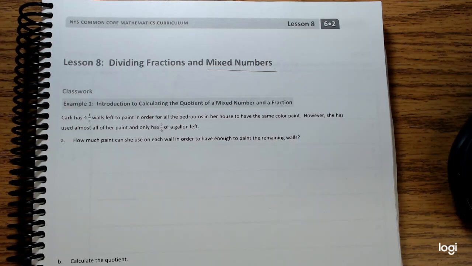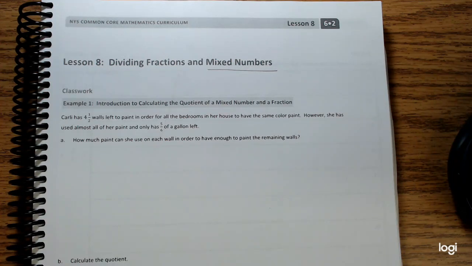The story says Carly has 4.5 walls left to paint in order for all the bedrooms in her house to have the same color paint. However, she has used almost all of her paint and only has 5/6 of a gallon left. How much paint can she use on each wall in order to have enough paint to paint the remaining walls?